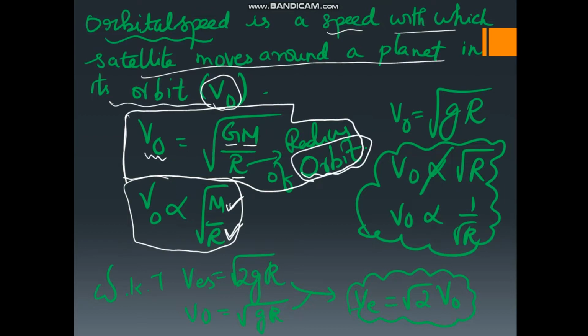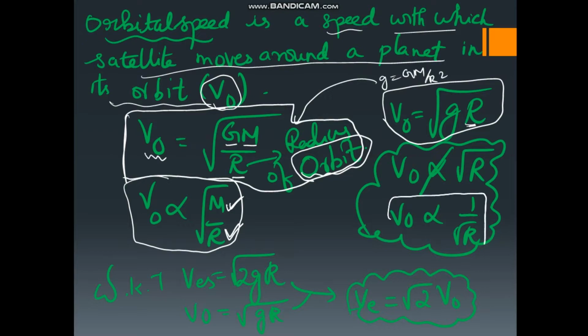Orbital speed, we know that g is equal to GM by r square. So if I substitute this here, I get VO is equal to root of gr. You see that here VO is directly proportional to root r. But in numericals, we must always use VO is inversely proportional to root r. We must not use this relation. If you use this relation, you will get the wrong answer. Remember, VO is always inversely proportional to root r.